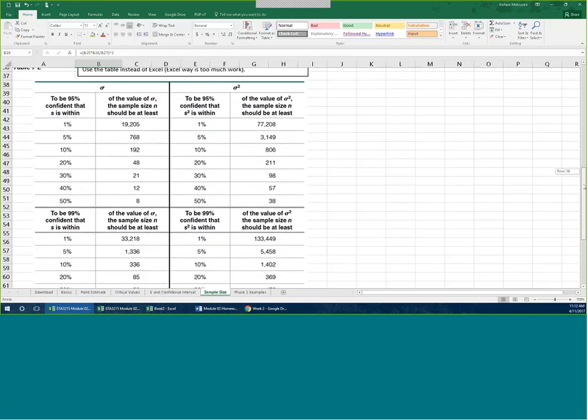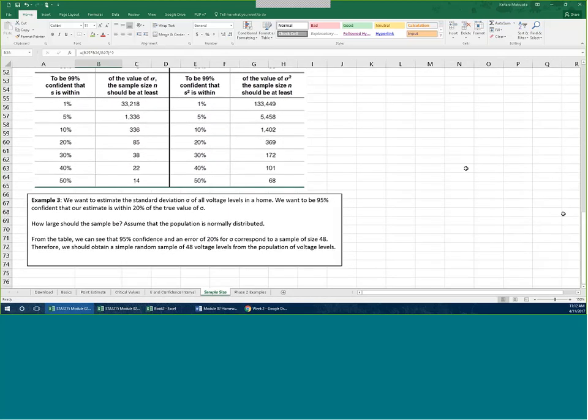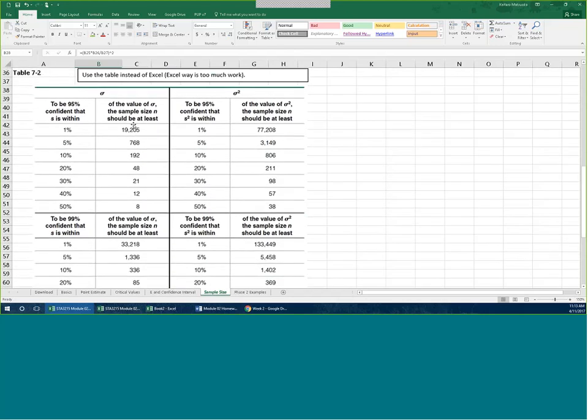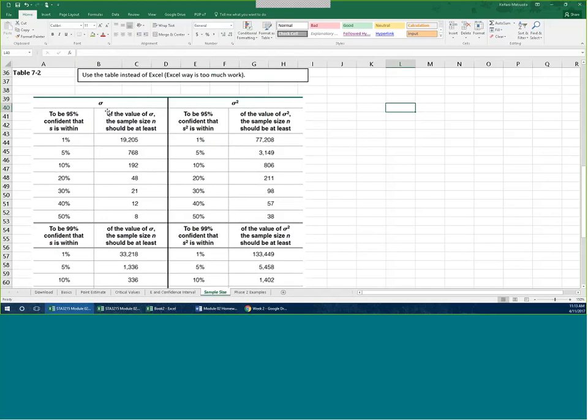So how do we use a table? I'll show it to you through an example. We want to estimate the standard deviation sigma of all voltage levels in a home. We want to be 95% confident that our estimate is within 20% of the true value of sigma. How large should the sample be? We know the confidence level is going to be 95%, and we're looking at the standard deviation. If you look at the table, it has two main columns, a standard deviation column and a variance column. So we're going to be looking at this side right here.